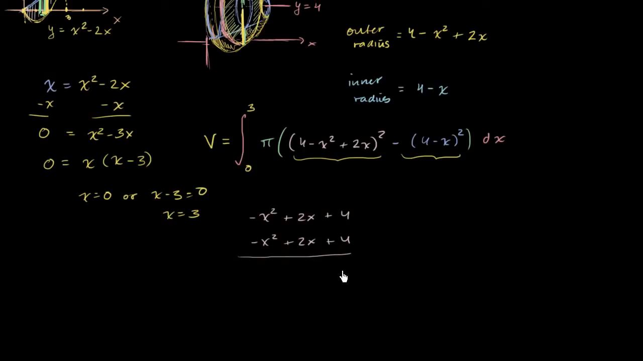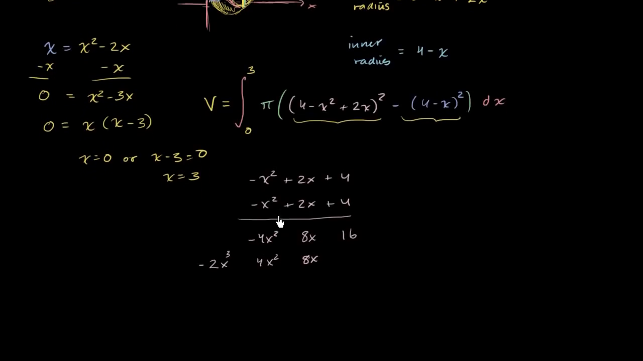So 4 times 4 is 16. 4 times 2x is 8x. 4 times negative x squared is negative 4x squared. Negative 4x squared. 2x times 4 is 8x. 2x times 2x is 4x squared. And then 2x times negative x squared is negative 2x to the third power.